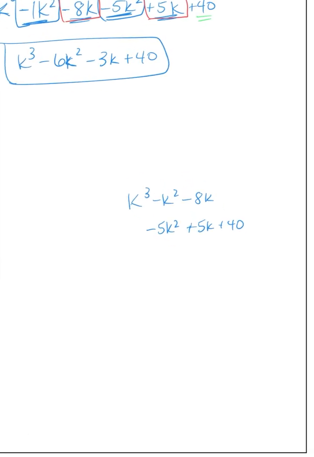Down here, I have all stacked. So I have k to the third. Negative 1, negative 5 is going to give me negative 6. Negative 8 and positive 5 is going to give me negative 3. And then plus 40. That's my answer.